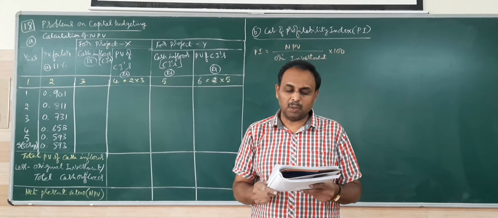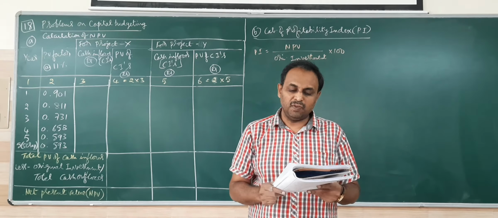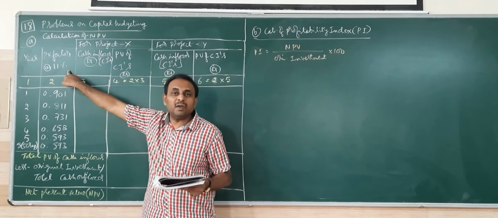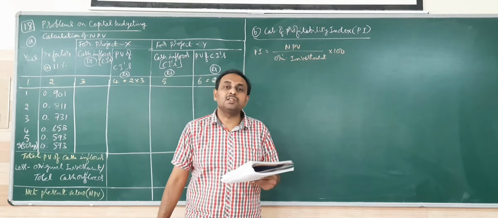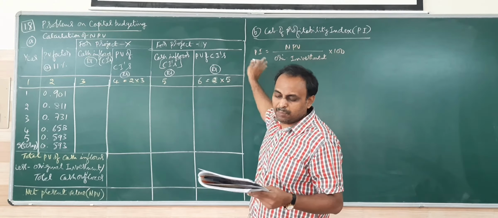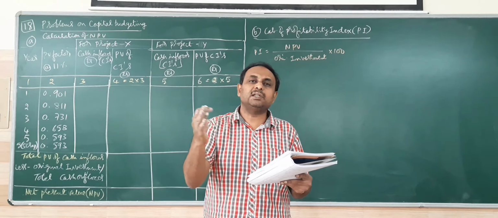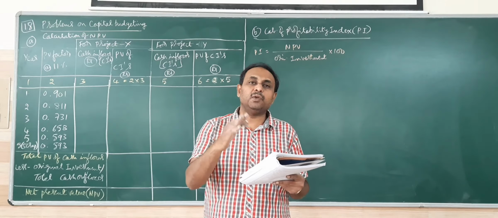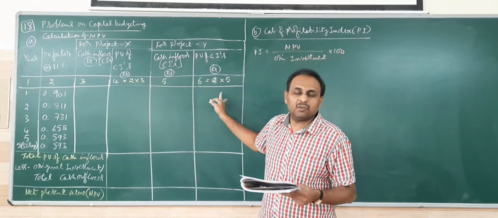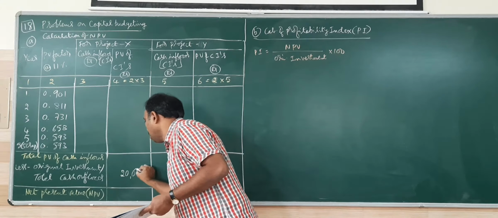In this problem, we have to calculate the NPV of two projects and suggest which project should be accepted at 11%. So I have taken PV at an 11% discount rate, and also calculate the profitability index. We'll come to that part B later. You have three columns in the problem: particulars, project X and project Y. The initial investment is 20,000 and 30,000. So project X is a 20,000 investment and project Y is a 30,000 investment.